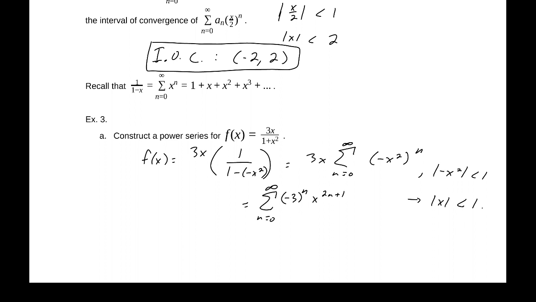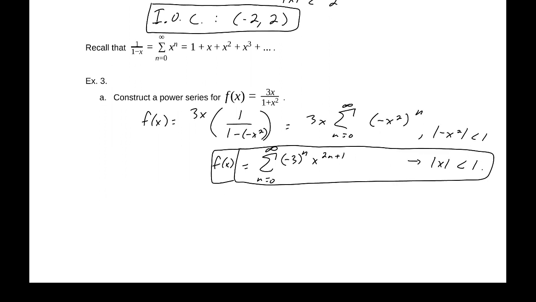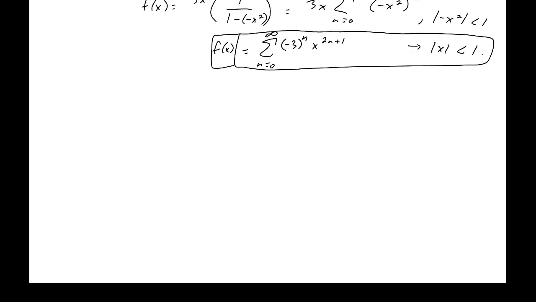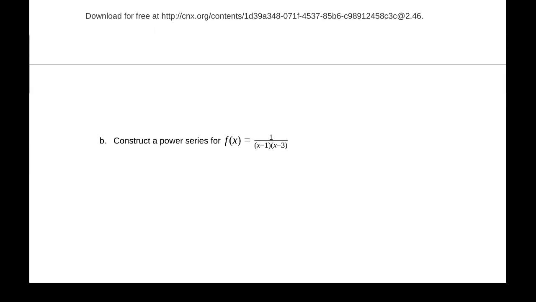Again, as long as the absolute value of x is less than 1, that is the power series representation for f of x. Okay, part B. Construct a power series for f of x equals 1 over x minus 1 times x minus 3.